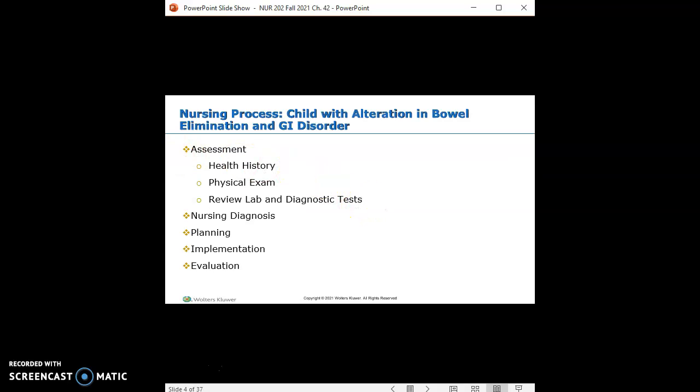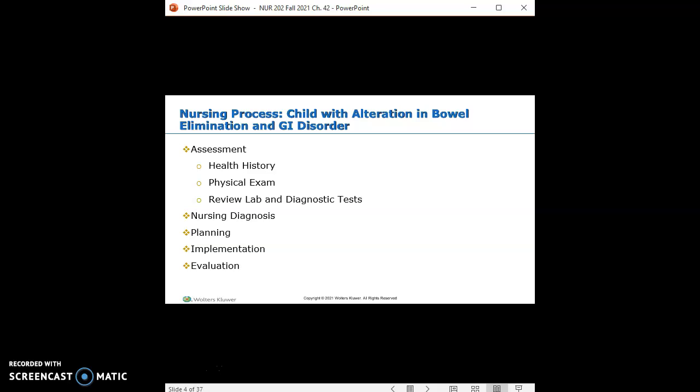So, nursing process, child with the alteration of bowel elimination and GI disorder. No matter what the disorder may be, it's not going to change your assessment of the child. You're going to still collect a health history. The health history should look at family history, their birth history, the mother's pregnancy history, any history of infections, complications, and then what the current complaint would be.